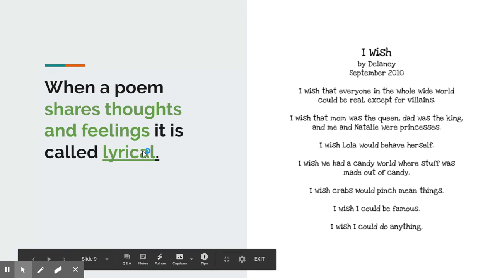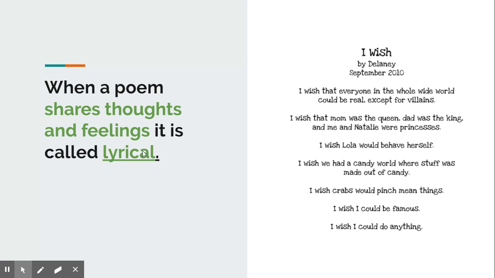When a poem shares thoughts and feelings, it's called lyrical. This one's actually written by a student that is around y'all's age. It shares her thoughts and feelings about what she wishes could happen.